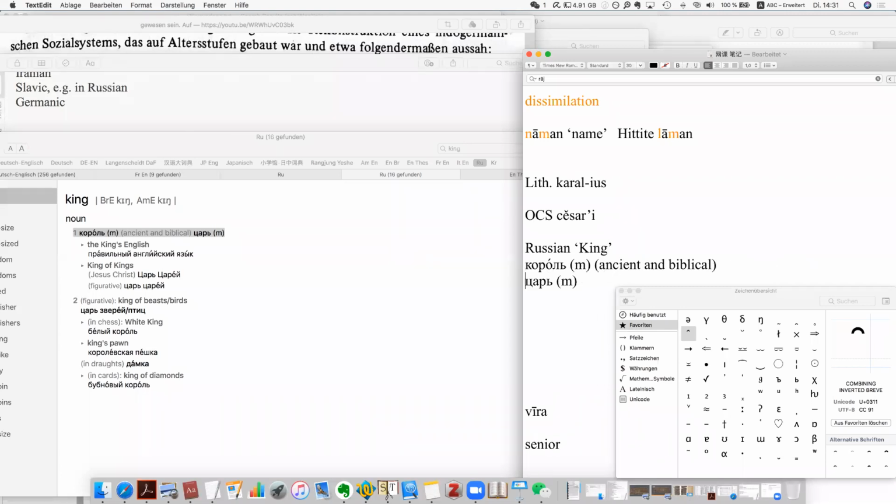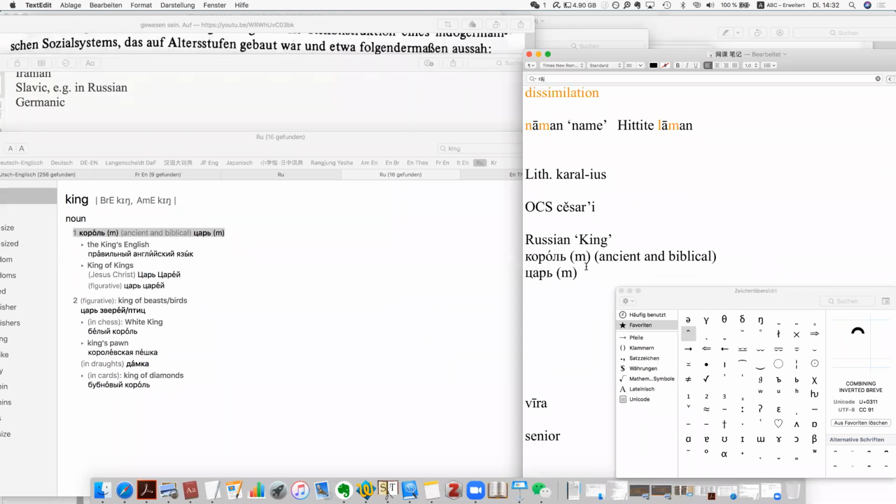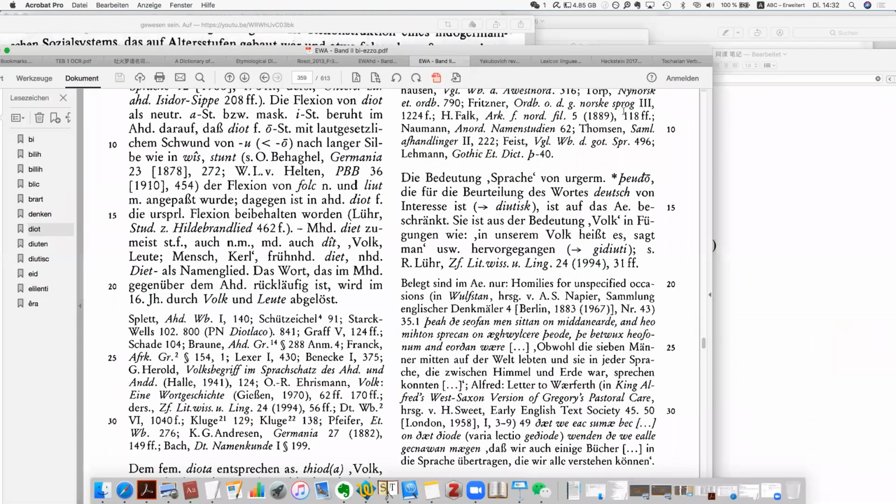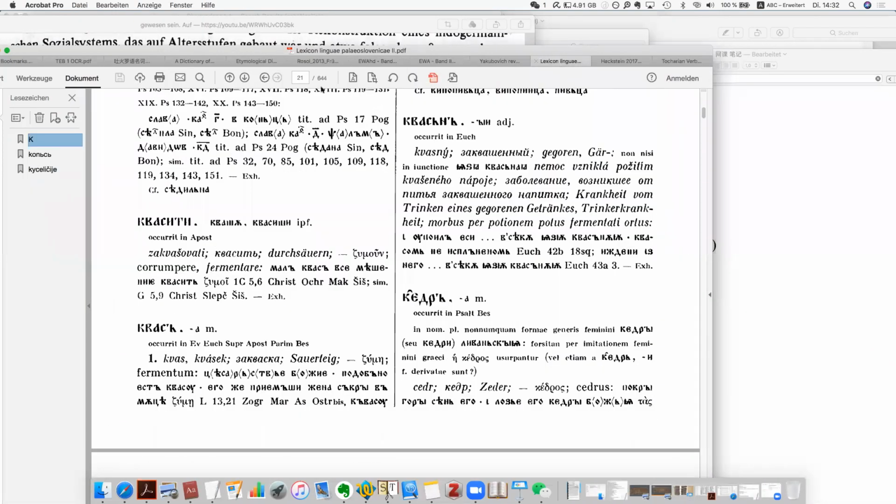The first word is called Karoi, ancient and biblical. And the second one is called Tsar. Tsar, yeah. So for the Tsar, it is actually connected with this word called Kesar. And Kesar, you find it also for the Old Church Slavonic. We actually use a dictionary called this one.